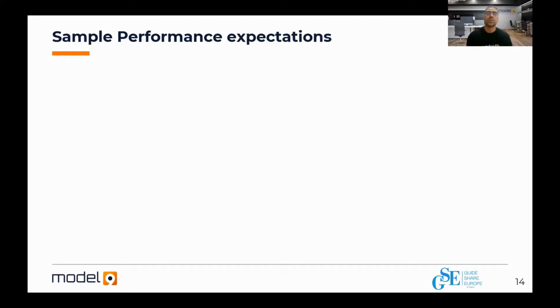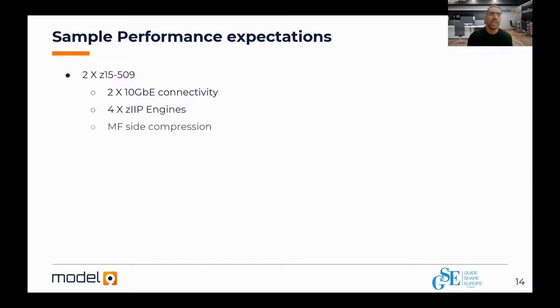So I want to show you a small performance example, because everything we say is with the assumption that moving to object storage has to be at least as good in performance and better. I'm going to take an example of two Z15 machines with 10 gigabit connectivity, 4 zip engines, and using mainframe side compression. So everything is going to be compressed on the mainframe, including data in flight encryption. All of that will happen on the mainframe before sending the data out to the cloud.